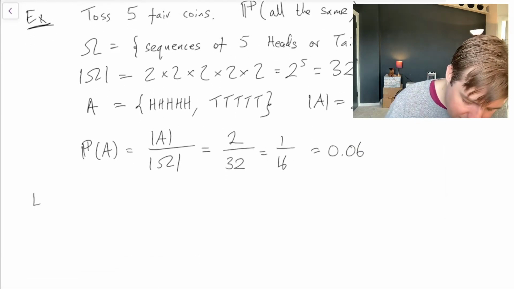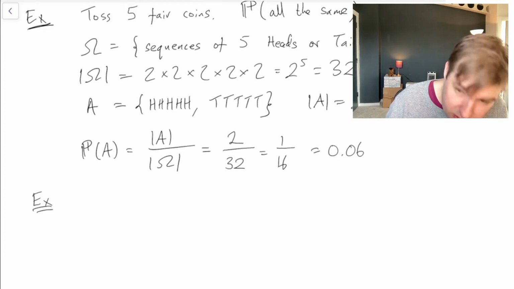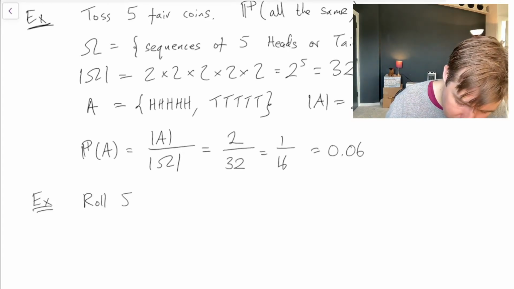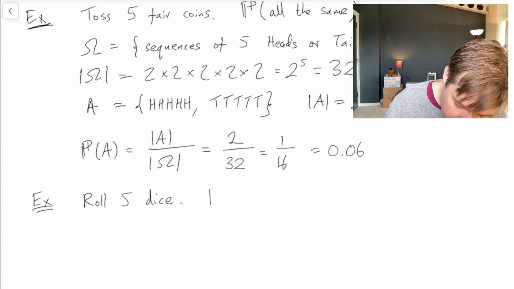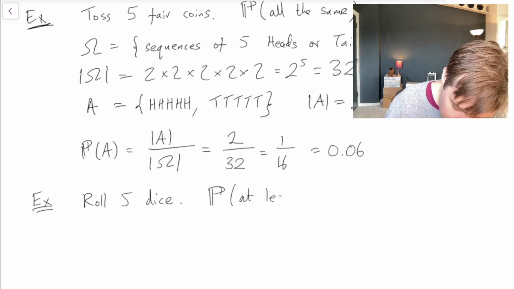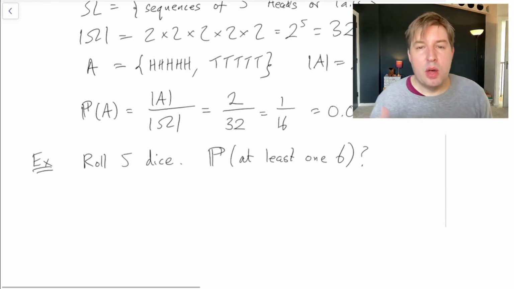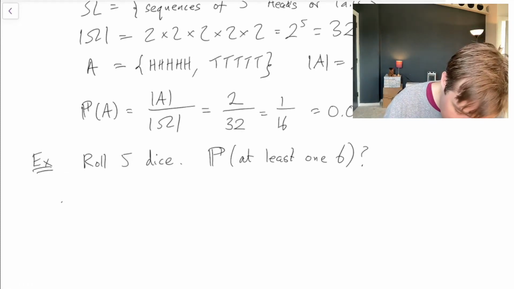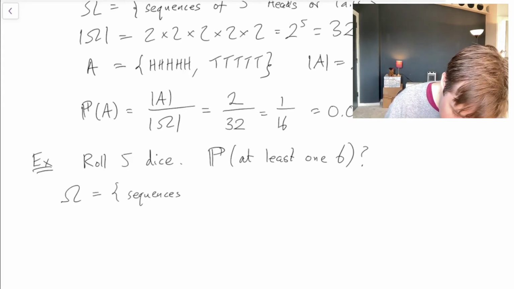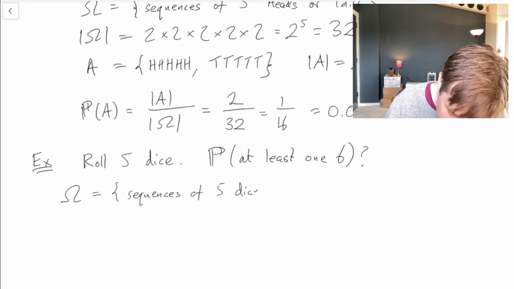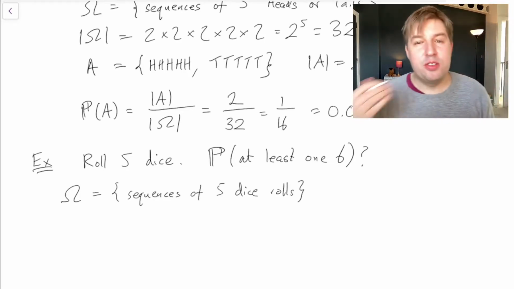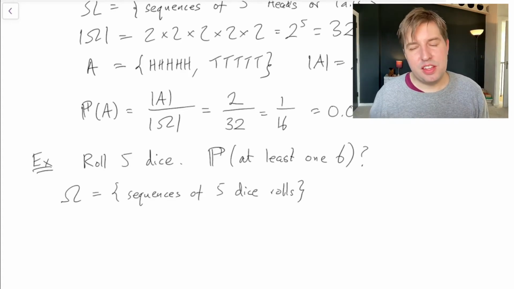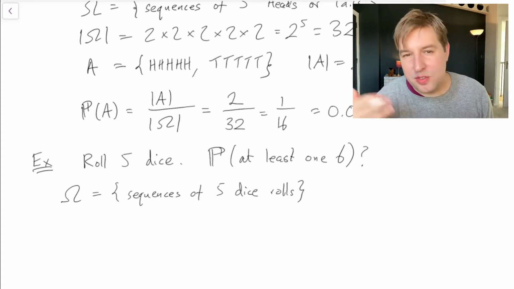Let's do a very slightly trickier example, which is that we roll 5 dice. What's the probability we get at least one 6? Well, again, we need to know the number of elements in our sample space and the number of elements in our event. So omega here is the set of all sequences of 5 dice rolls. So again, there are 6 possibilities for the first dice, 1, 2, 3, 4, 5, 6. 6 possibilities for the second dice, for the third, for the fourth, and the fifth.